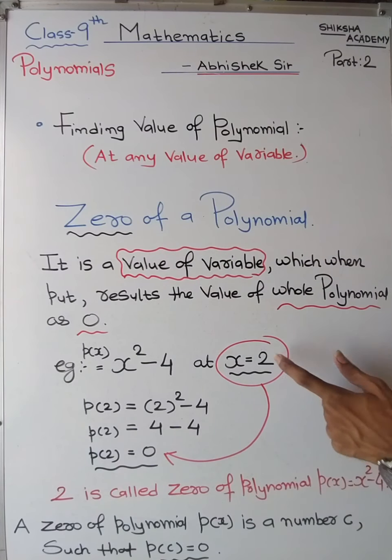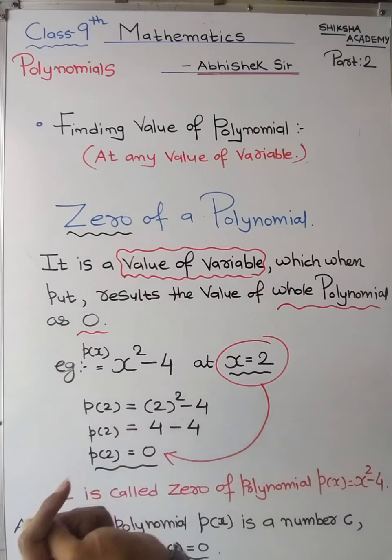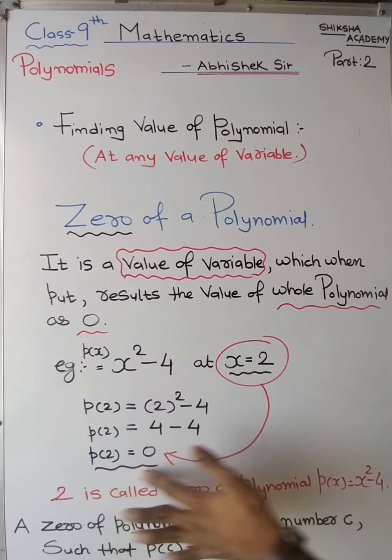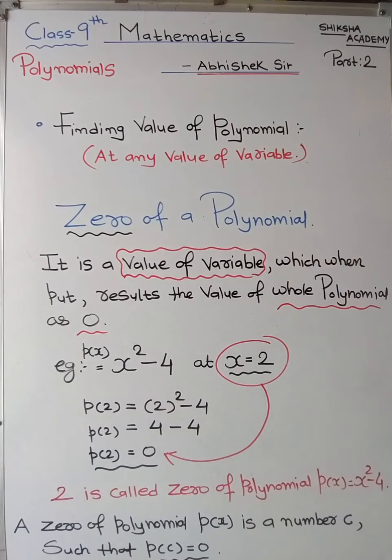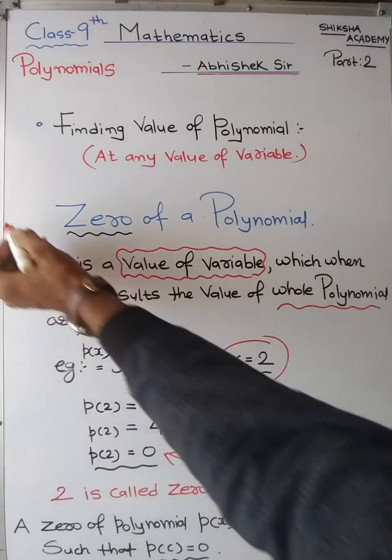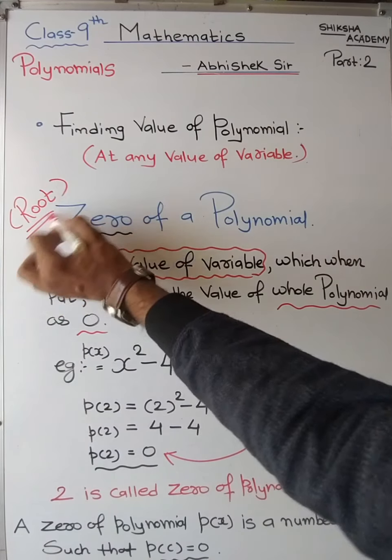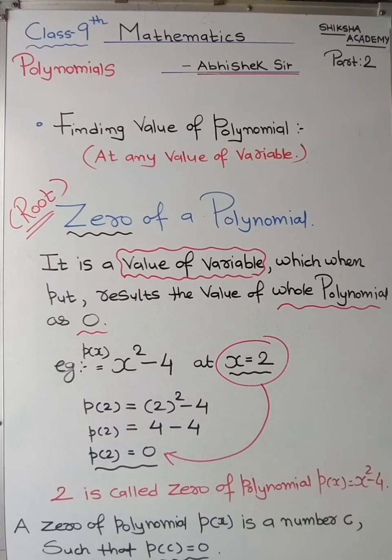It is that value of the variable which when put inside the polynomial gives 0 as the final answer. That is why it is called zero of a polynomial. Note that zero of the polynomial is also called root of the polynomial. So these are one and the same thing but having different names. So always remember, root of polynomial and zero of polynomial is one and the same thing.